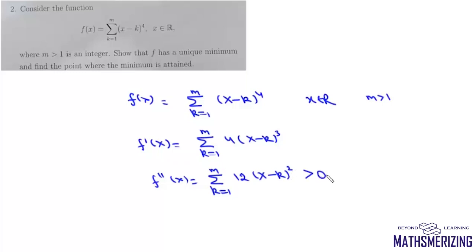Now when the second derivative is greater than 0, that means this curve is always opening upwards, and if it is opening upwards, it will have a unique point of local minima. So it will have a unique minimum. Now in this case, we also need to find the point where this minimum is attained.